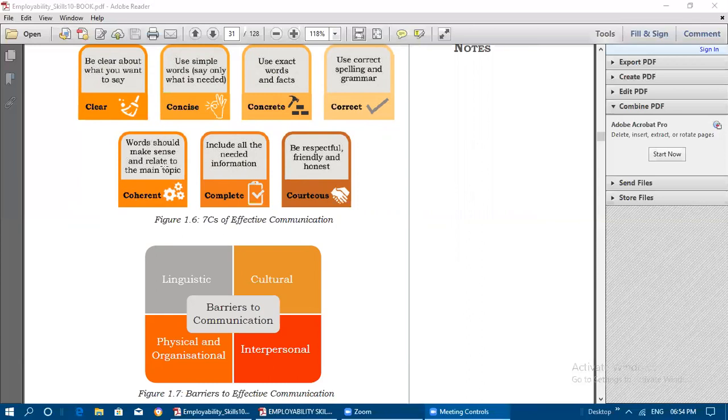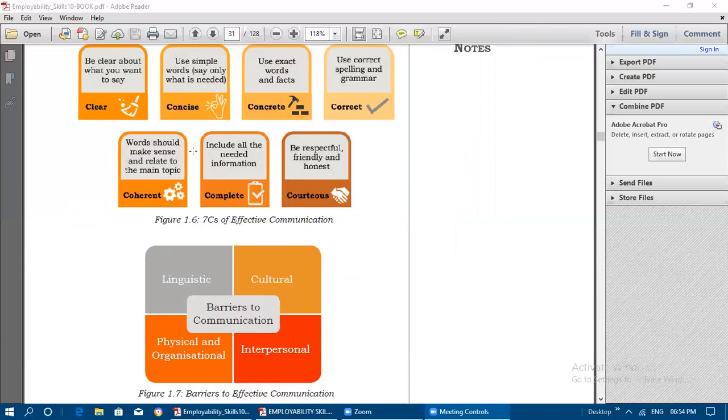You should not speak on irrelevant topics. Complete means it includes all the needed information. All the necessary information should be included related to the topic. That is complete. Courteous, in the sense, be respectful, friendly, and honest. You should speak true words only, in a friendly way, and you should give respect. When you are speaking, you should give respect to the audience.